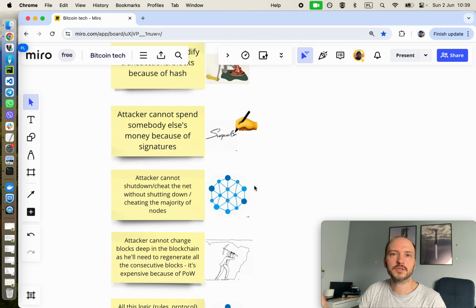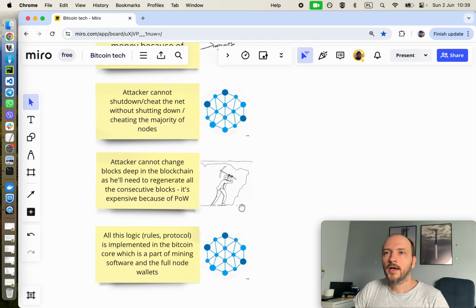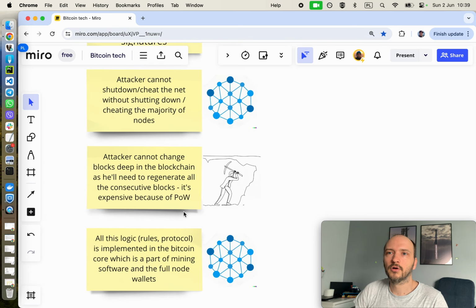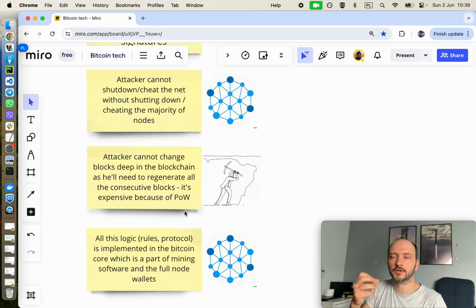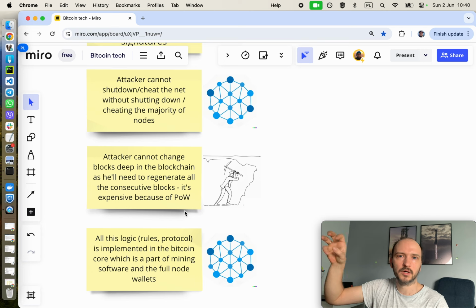An attacker cannot shut down any central component in the network because there is no central component. If he attacks several computers, the remaining computers will still operate, and he would need to attack the majority of nodes to compromise the network somehow. And an attacker generally cannot change blocks deep in the blockchain. For example, say, okay, I will create an alternative branch starting from some deep block and create a longer chain in parallel. It's hard to do because the deeper the block in the chain, the more power an attacker needs to mine quicker than the network does.